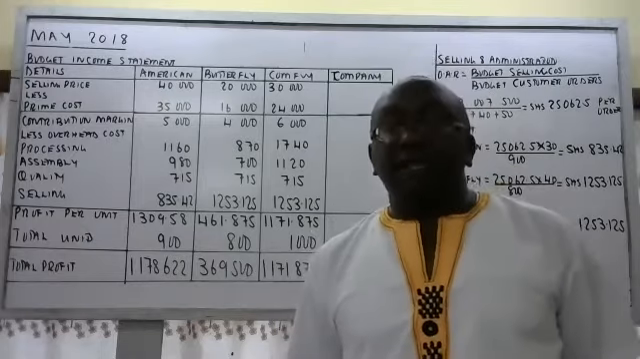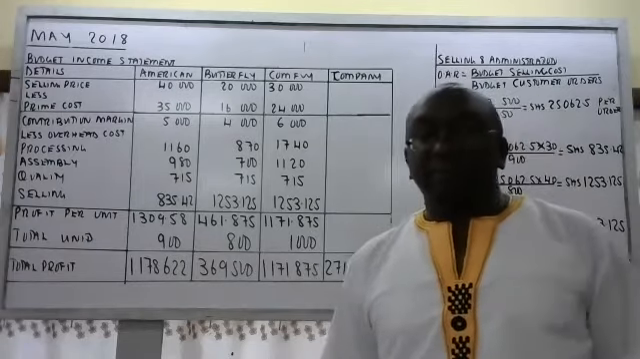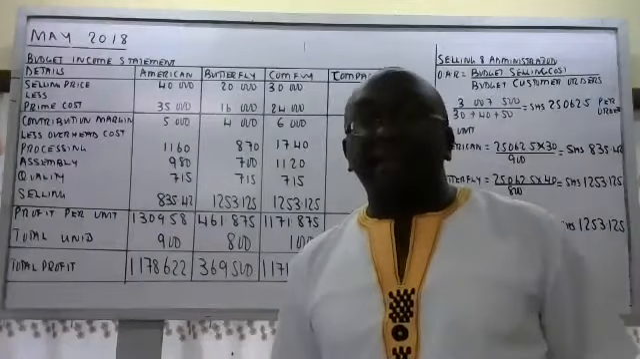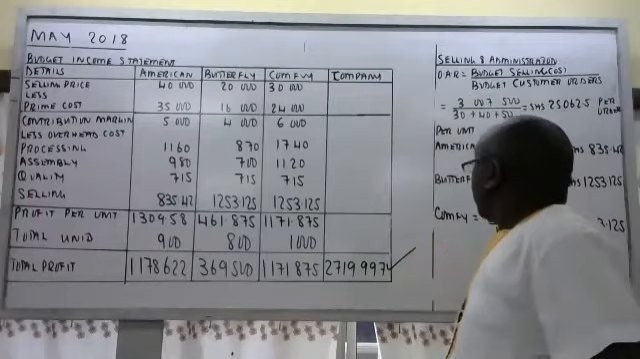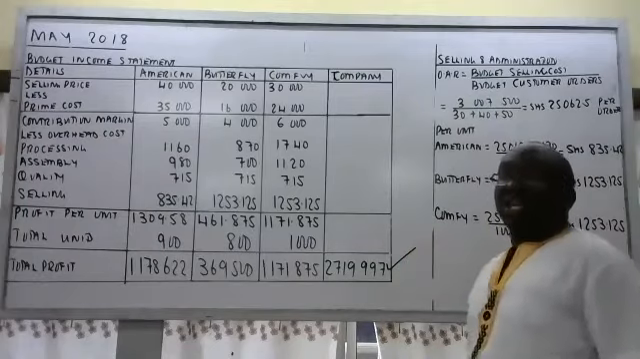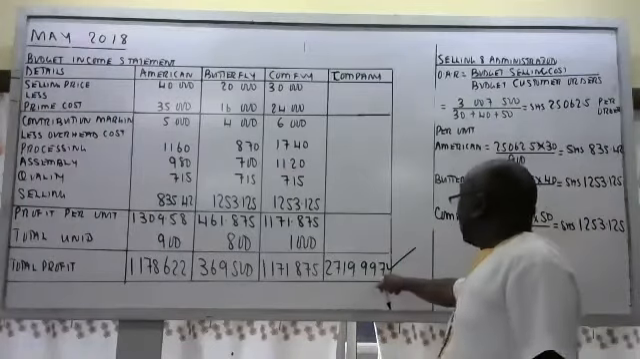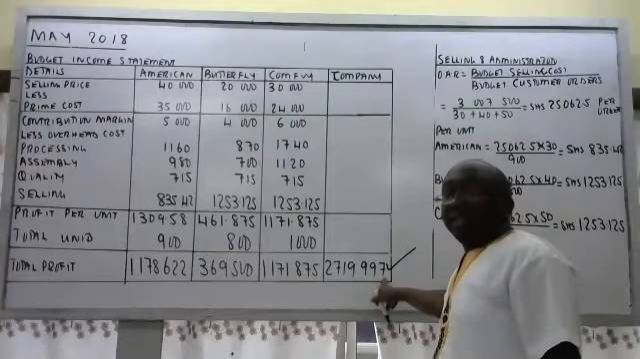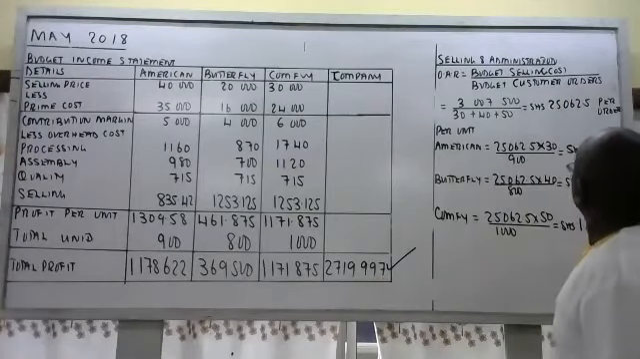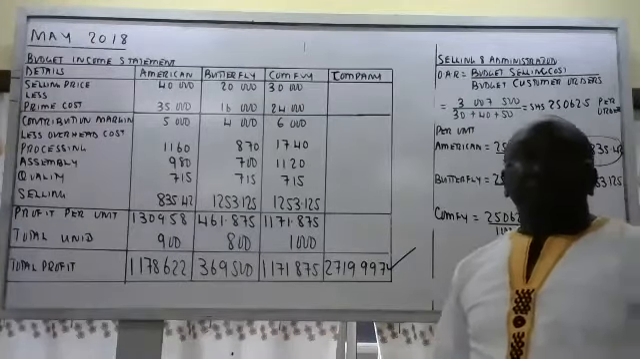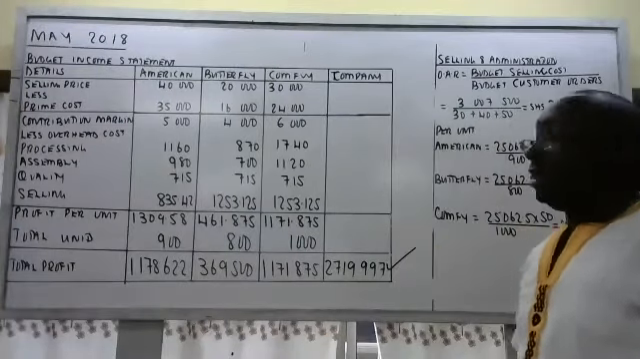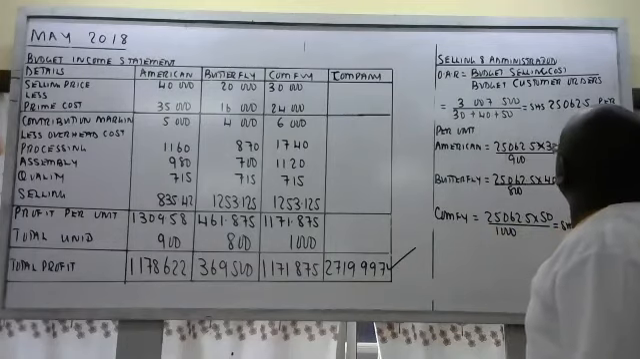Now, these profits are the same. Those who are saying no, it is simply because of the difference of 3 shillings here. And that 3 shillings is brought about by this one. You see, this figure was rounded up. That is where we have our 3 shillings lost.